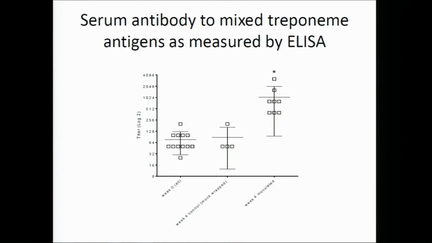There is a serum antibody response. These results just demonstrate that when we take serum from these experimentally infected sheep and perform an ELISA using a mixture of sonicates derived from the treponemes compared to the mock controls, whether at day 0 or the mock controls at week 4, there is a serum antibody response indicating that the host is recognizing the pathogen and reacting accordingly.